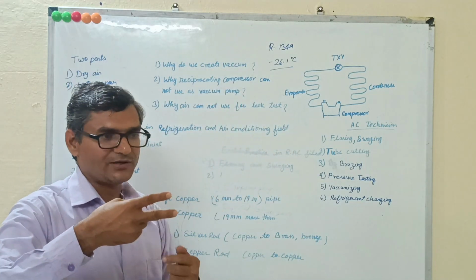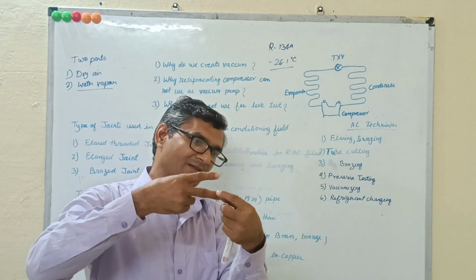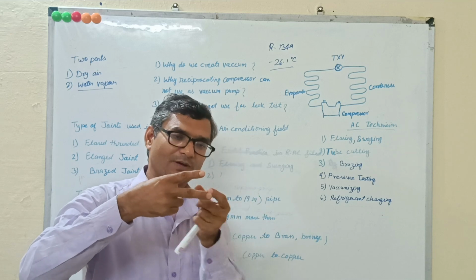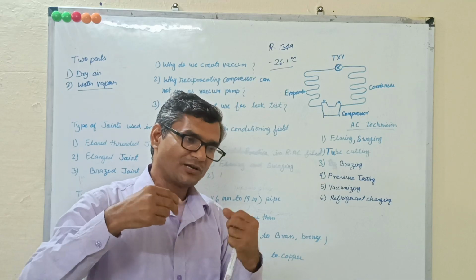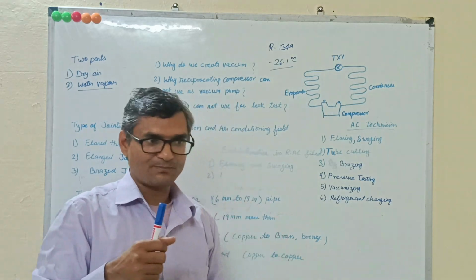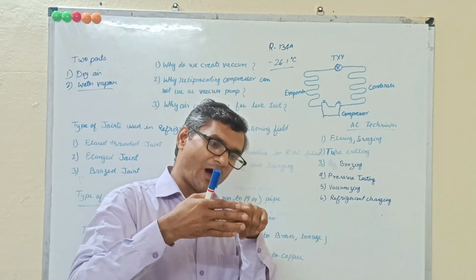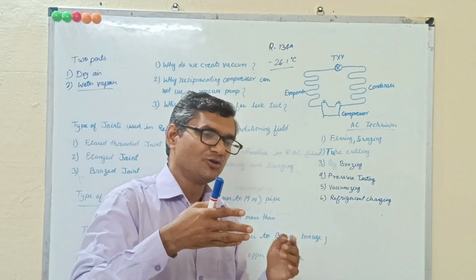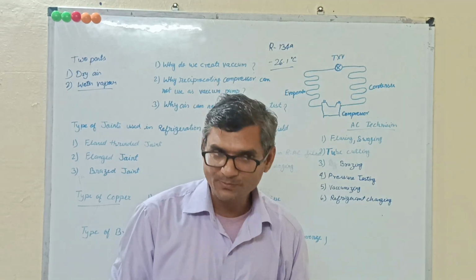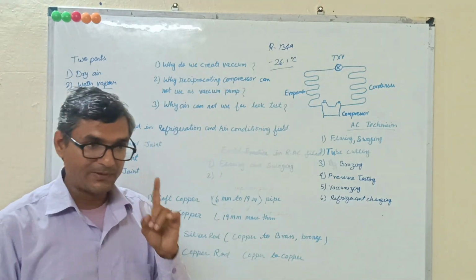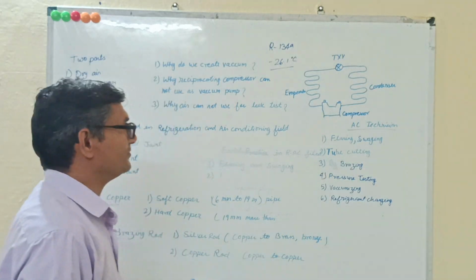Suppose we use a reciprocating compressor as a vacuum pump. What happens? We cannot remove the air that already exists in that space. It is not possible to remove it as the piston goes up and down. It creates some vacuum, but air always remains here. So we cannot use a reciprocating compressor as a vacuum pump. We should use only a double stage rotary vacuum pump for vacuum.